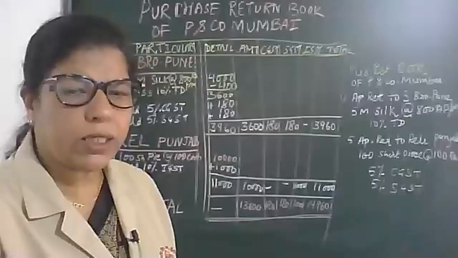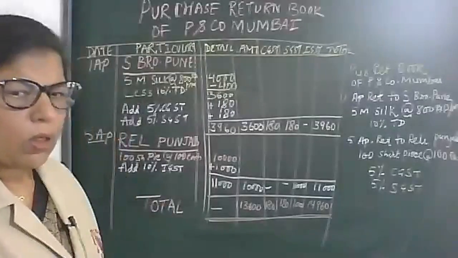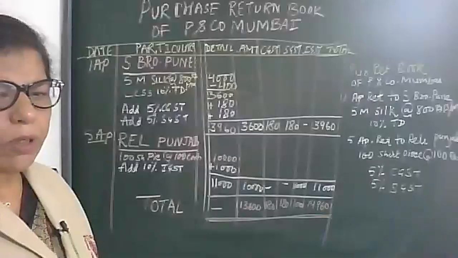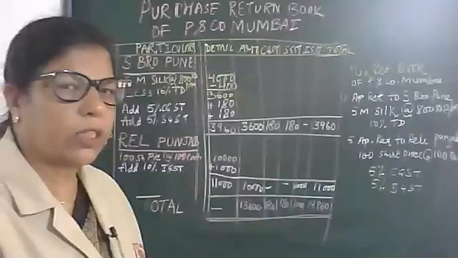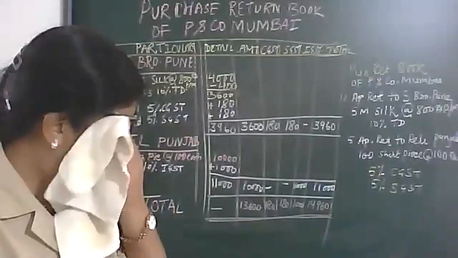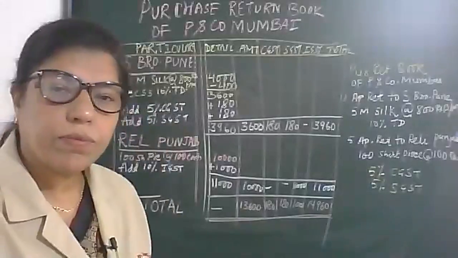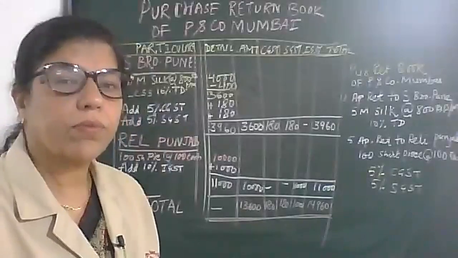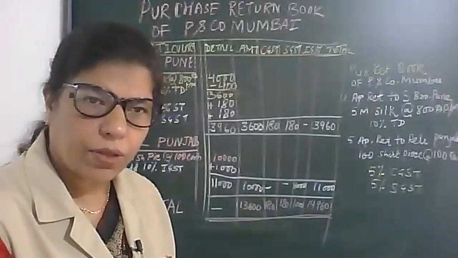From where to get this 10%? It is not mentioned in the question, but we are putting 10% IGST. CGST plus SGST, 5%.